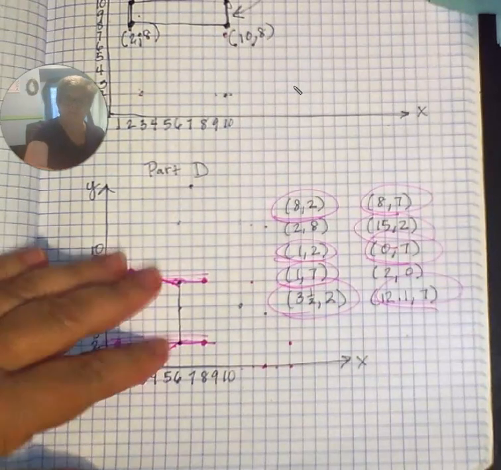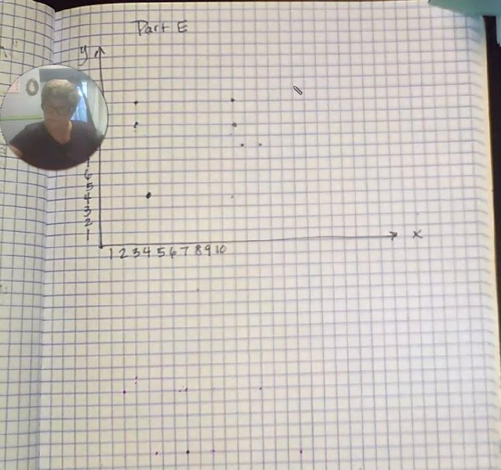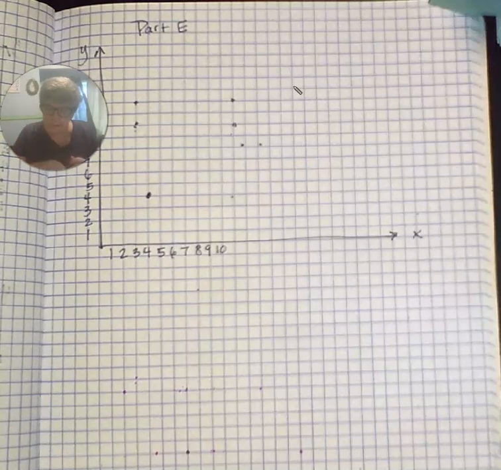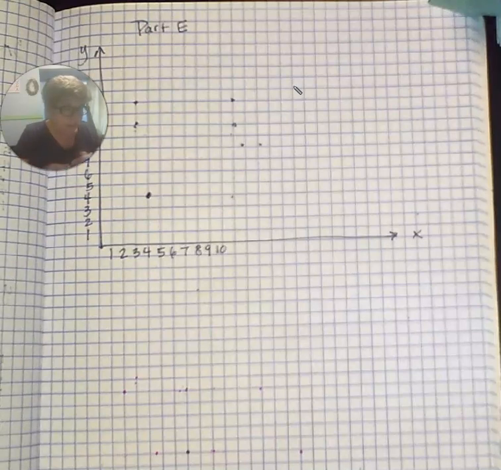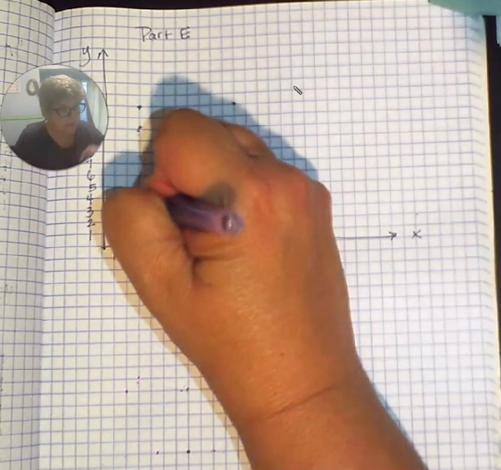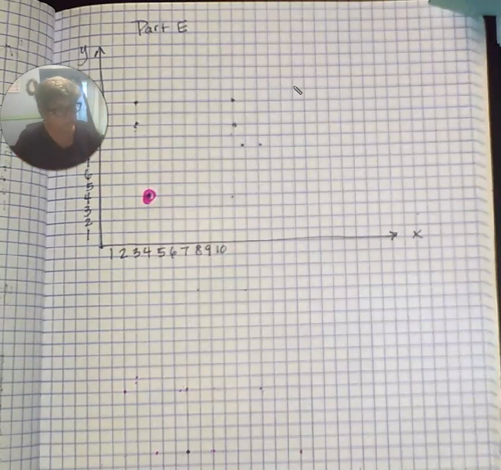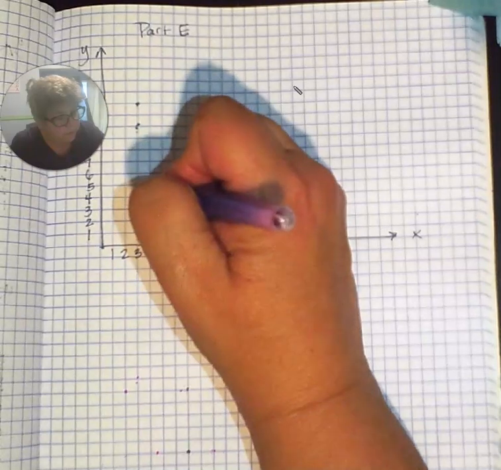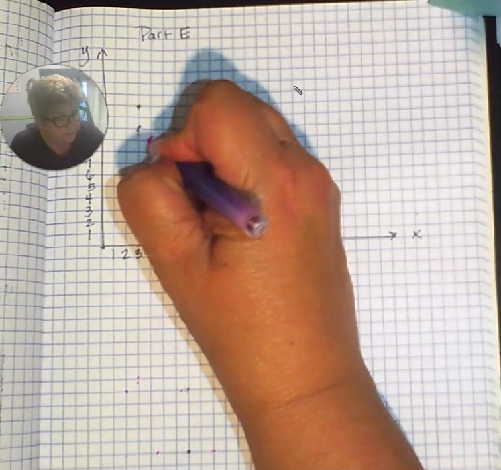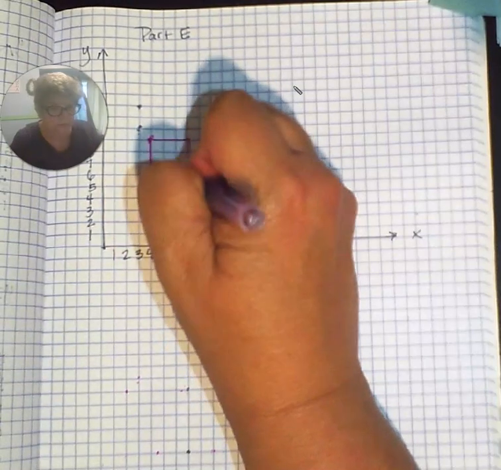One more to go. Part E. A rectangle with the length of 5 units and the width of 3 units has one vertex 4-4 shown. Sorry, some of my other colors bled through, so I'm going to make it pink. 4-4 is right there. And I need a rectangle that's a length of 5 and a width of 3. Could you draw it? A length of 5: 1, 2, 3, 4, 5. And a width of 3: 1, 2, 3. Does yours have to look exactly like mine?